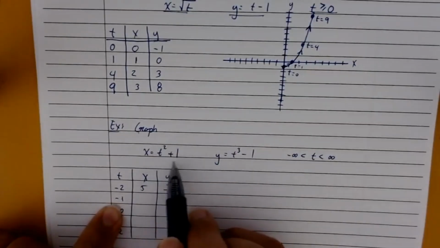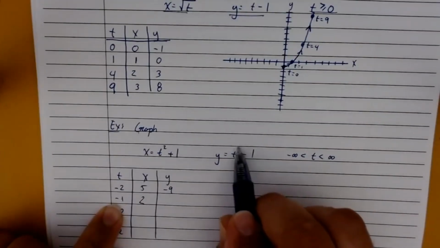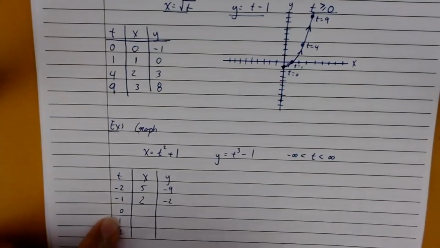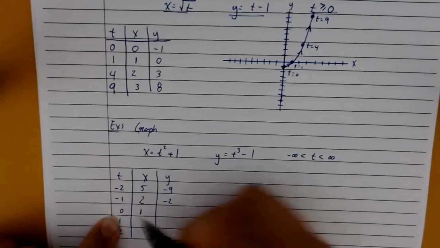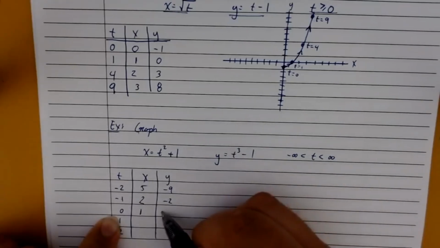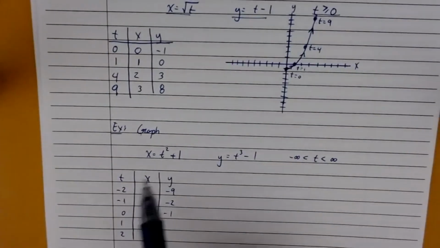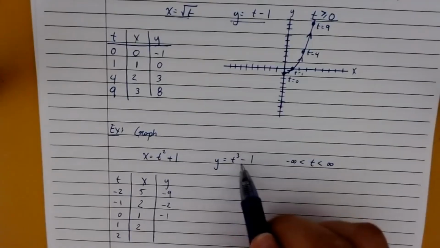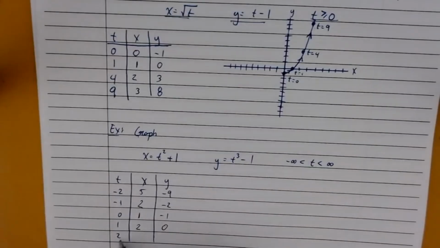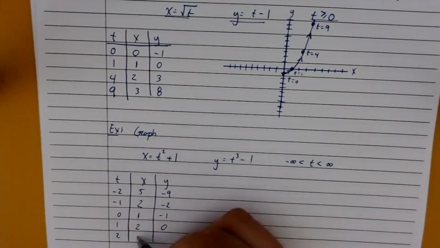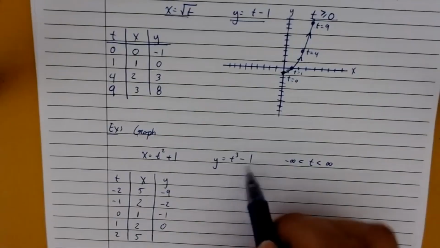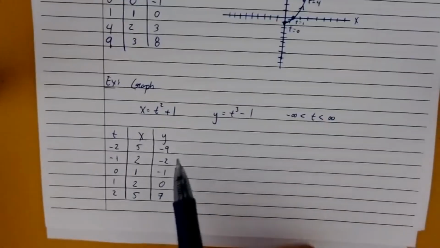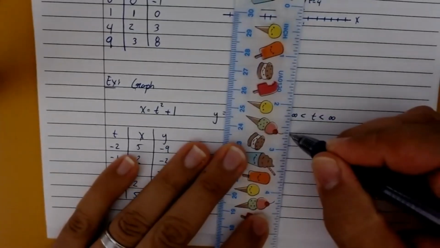-1 squared is 1, plus 1 is 2. -1 to the third power is -1. -1 minus 1 is -2. If I plug in 0, well, that's just going to give me 1. And if I plug in 0 here, that'll just give me -1. If I plug in 1 right here, 1 squared is 1, plus 1 is 2. And if I plug in 1 right here, 1 to the third is still 1, minus 1 will be 0. And finally, if I plug in 2 right here, 2 squared is 4, plus 1 makes 5. Over here, 2 to the third is 8, minus 1 makes 7. And this does keep going forever in both directions, as we see here, but that should be sufficient to give us a pattern so that we can form a graph.